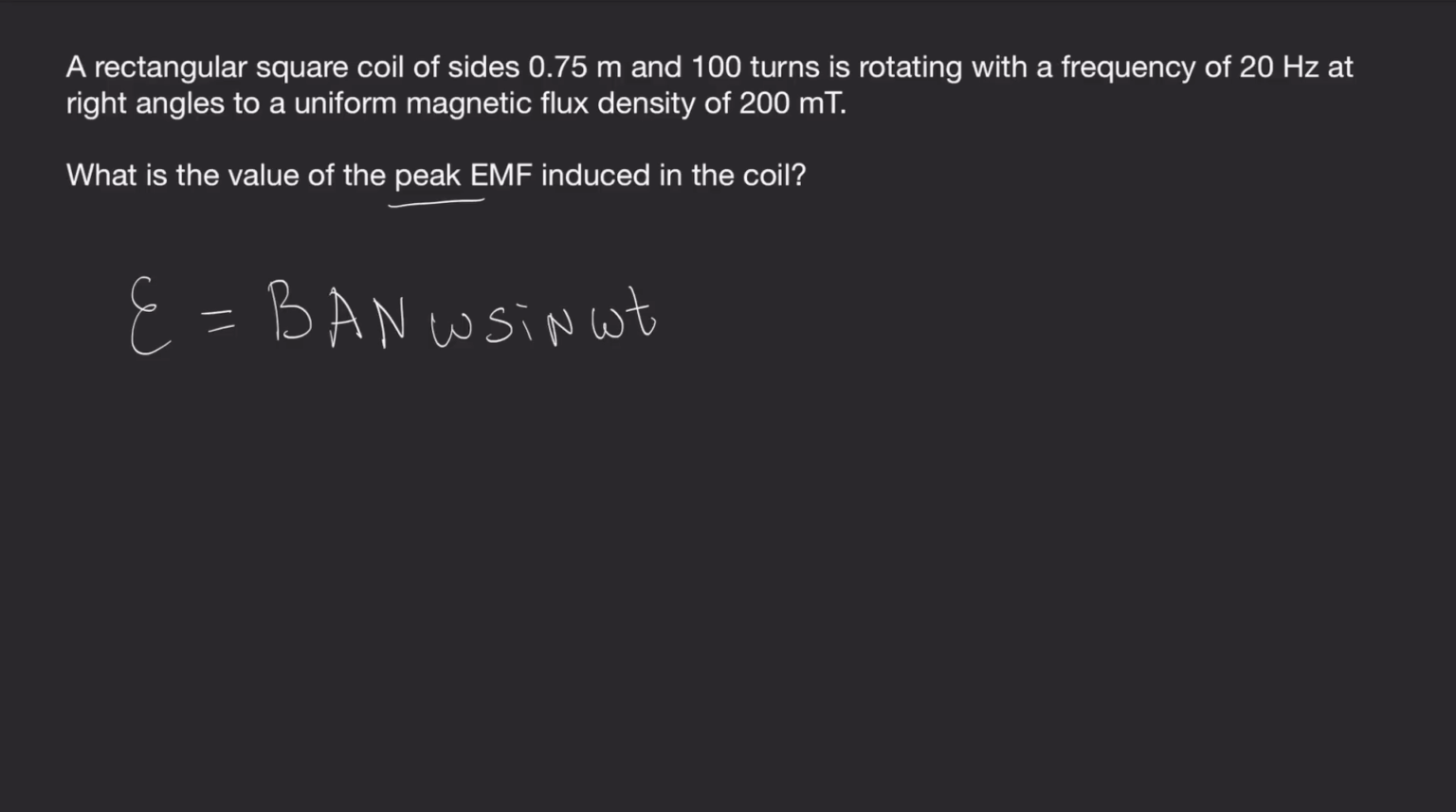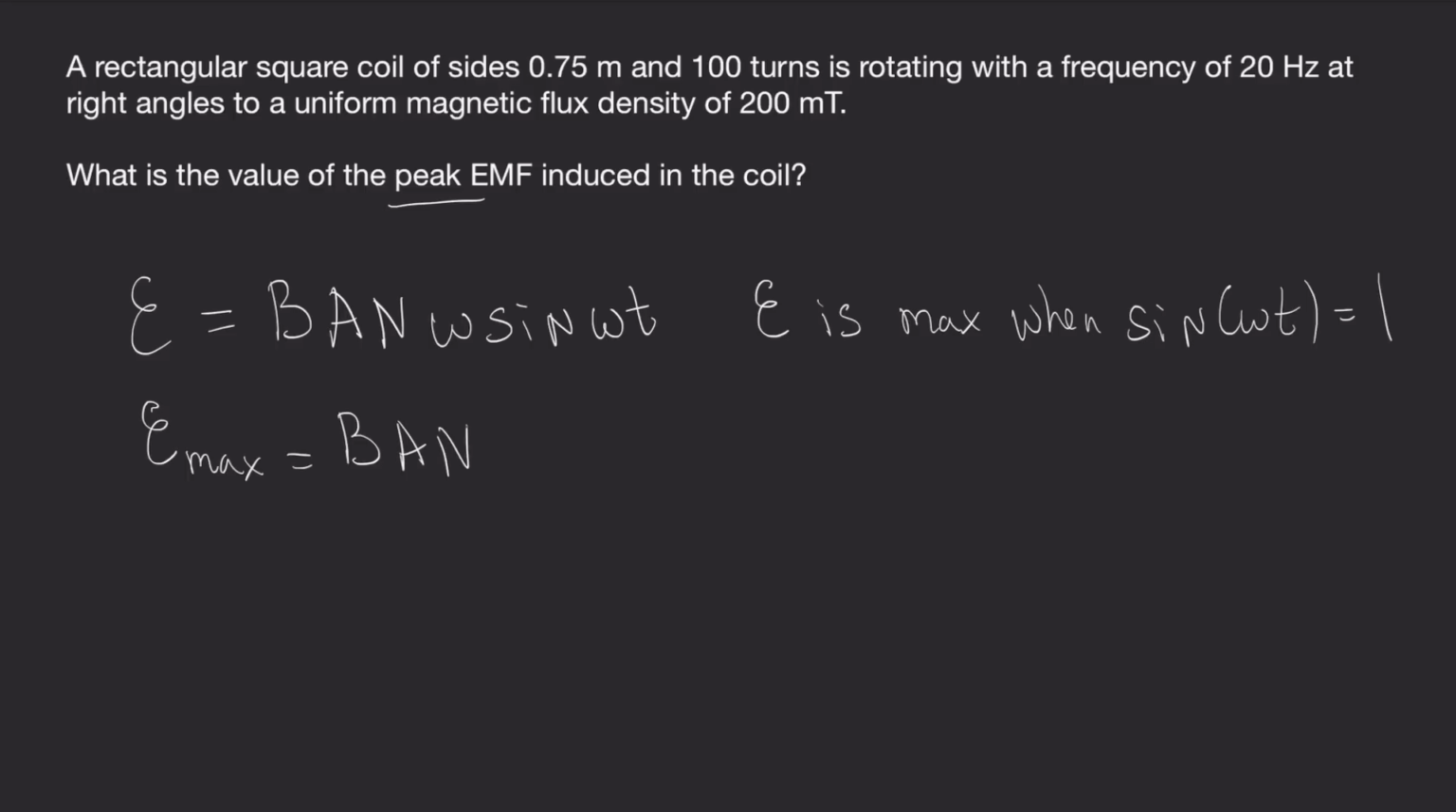And this is really important. So E is at its peak or its max when sine of omega t is just equal to 1. Because sine is between 1 and minus 1, so it can never exceed 1, it will be at its maximum when this thing here is equal to 1. Which means that E, shall we just call it maximum, the peak EMF, is just equal to BAN omega.